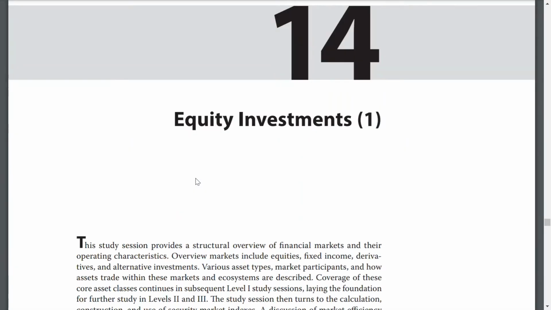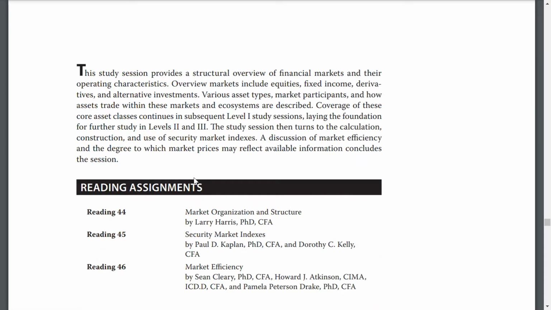Study session 14, equity investment part 1. The study session provides a structural overview of financial markets and their operating characteristics. Overview markets include equities, fixed incomes, derivatives, and alternative investments. Various asset types, market participants, and how assets trade within these markets and ecosystems are described.